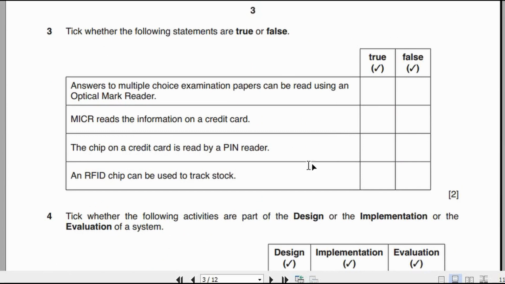Question number 3. First, I will explain to you. This is the first video of the series. You should remember this type of question where you have to check true and false, and there are always 4 options, and it is a 2 marks question. If one of the 4 is correct, you will get 0 marks.